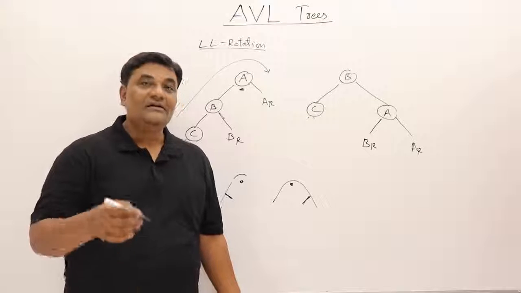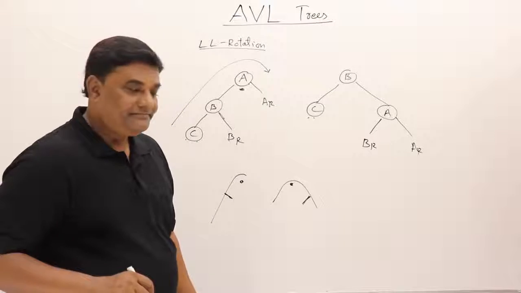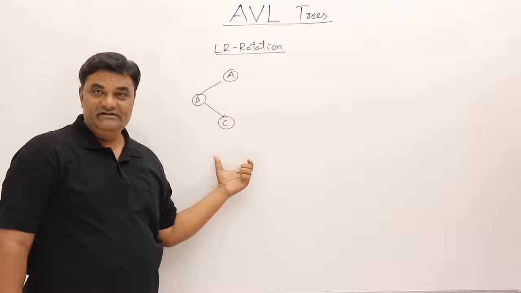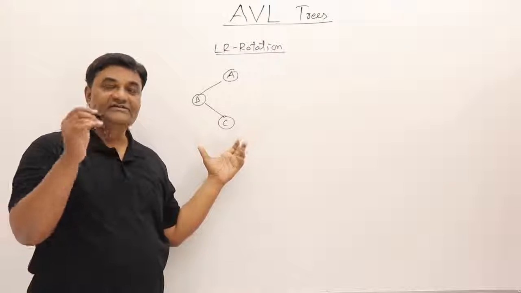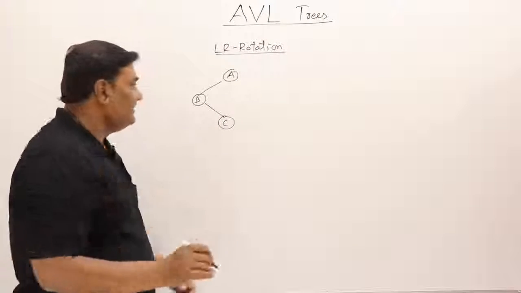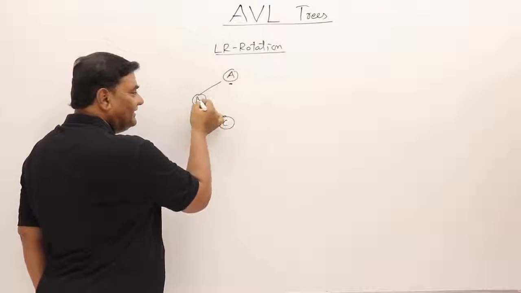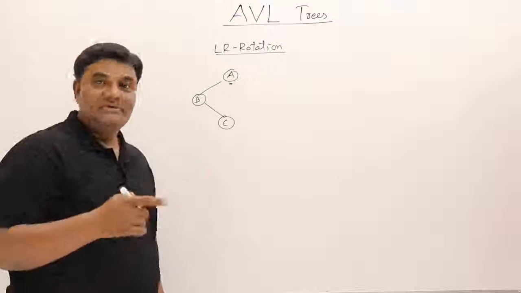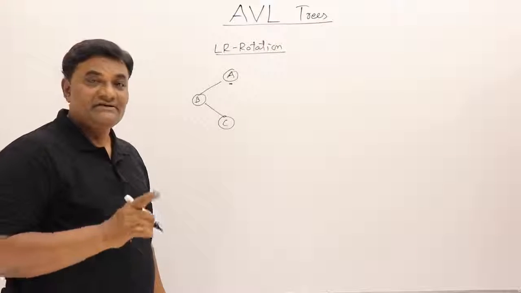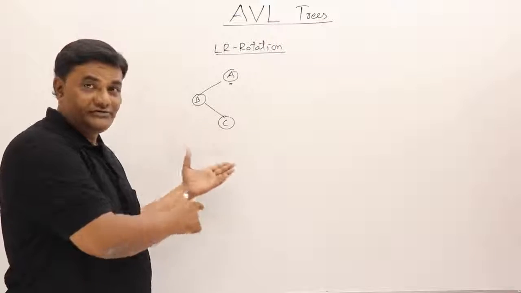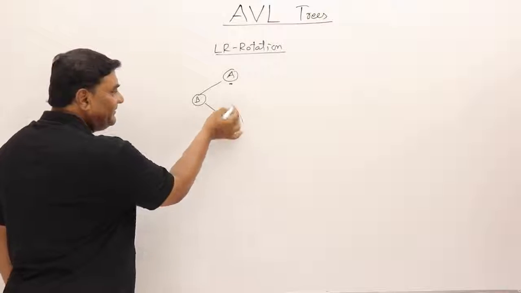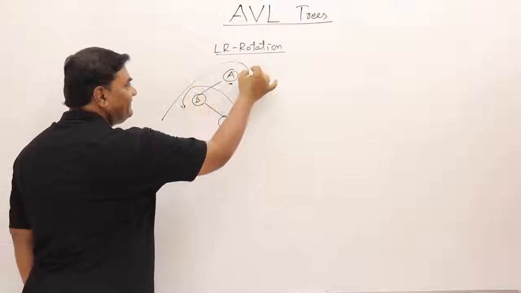Now let us look at LR rotation. This is a binary search tree. I have not taken a big size tree. Let us first look at just 3 nodes. Suppose this node became imbalanced because of insertion on left right. So we'll perform LR rotation because it is an LR imbalance. I have already shown you how this rotation is performed: first step like this, then second step like this.